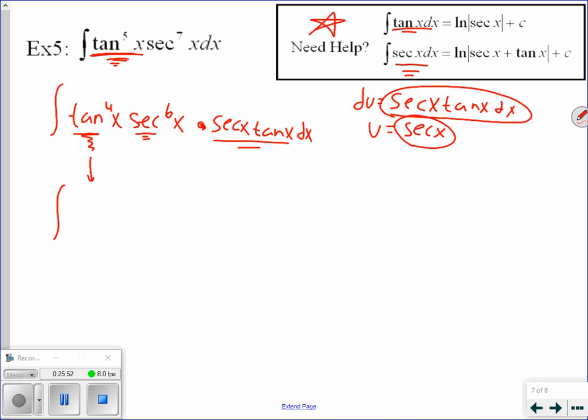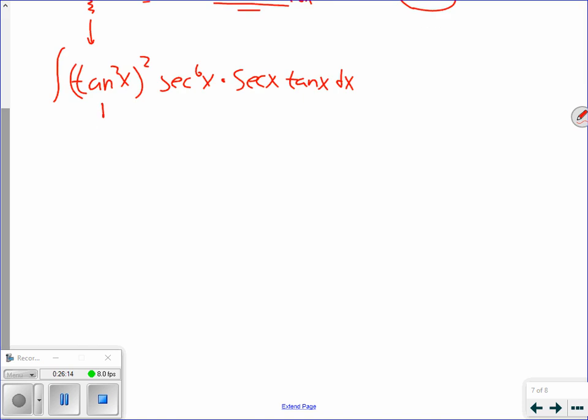I can't do it for tan to the fourth, but if I rewrite this as tan squared x, squared, secant 6x times secant x tan x, then I can use the Pythagorean identity. I know what tan squared is equal to, right? Based off of the Pythagorean identity, tan squared is the same thing as secant squared x minus 1.